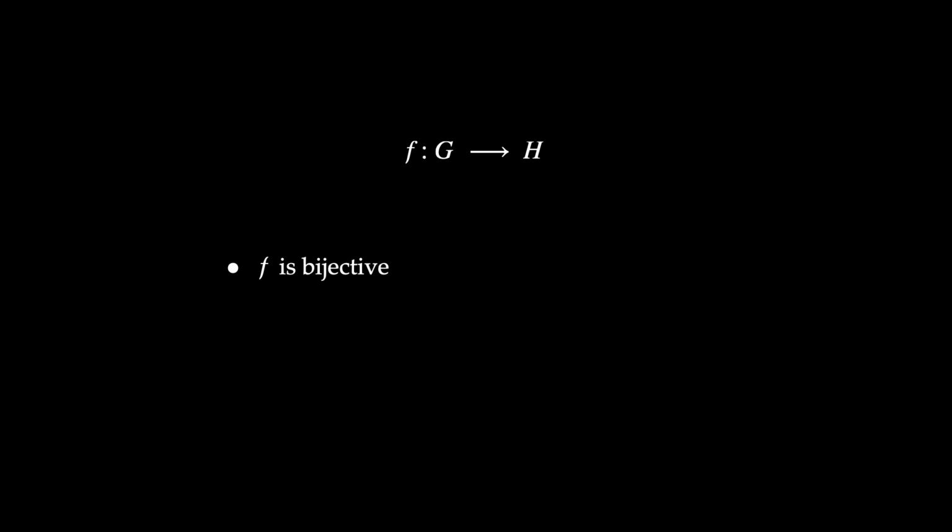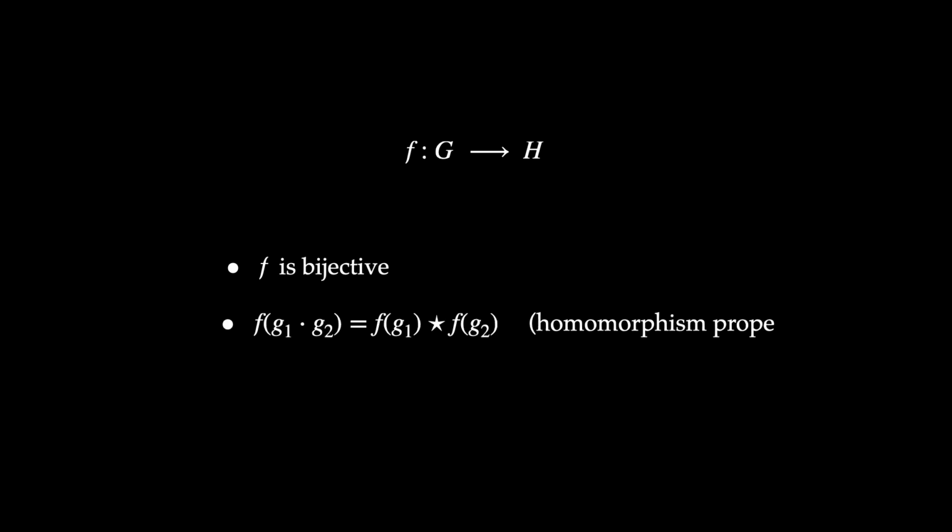Furthermore, we also want it to be true that if we multiply two elements in G and then apply f, it should be the same as first applying f individually to the two elements of G and then multiplying them together. This is called the homomorphism property. If these two properties are true, we say that f is an isomorphism and G is isomorphic to H.